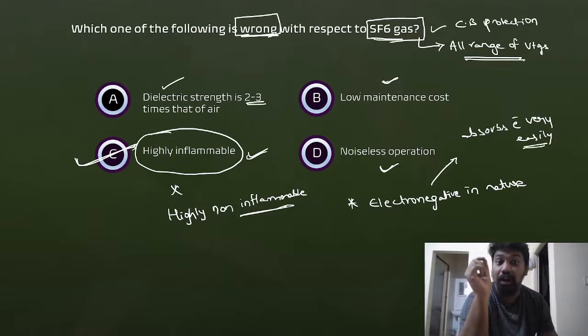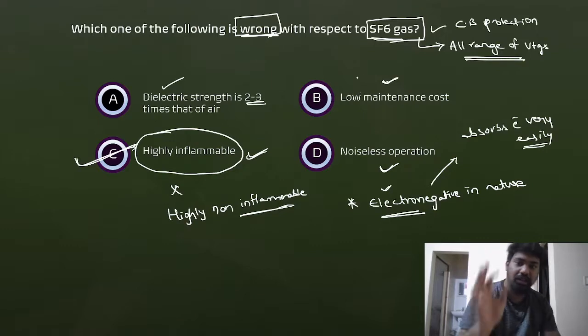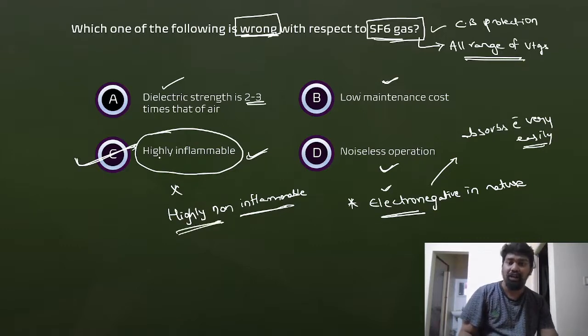This is one of the most important points, and it helps in arc extinction in circuit breakers. Actually, I mean arc extinction in power system protection. This electronegative nature is the most important point corresponding to SF6 gas. Right? This is the answer. The answer should be highly non-inflammable actually, but he gave highly inflammable. So this is the answer.